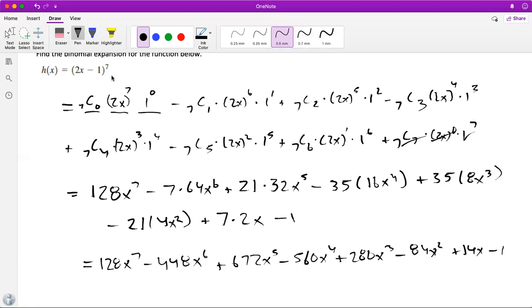7th power has 8 terms in it. 1, 2, 3, 4, 5, 6, 7, 8. This one was made a little easier because of the 1, but this is about as big as I could expect you to do. Remember that I find these binomial coefficients by using my calculator.